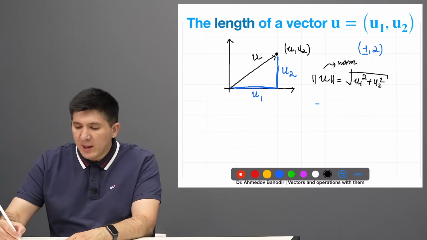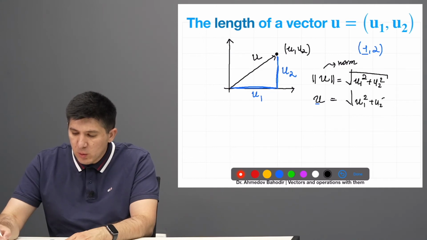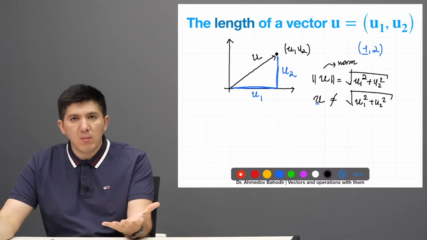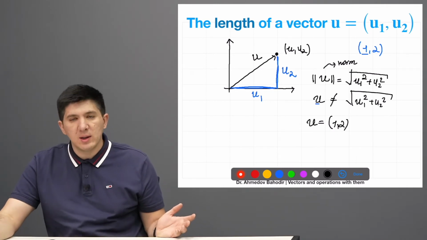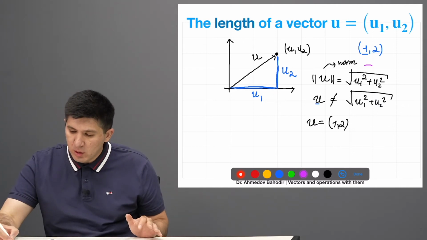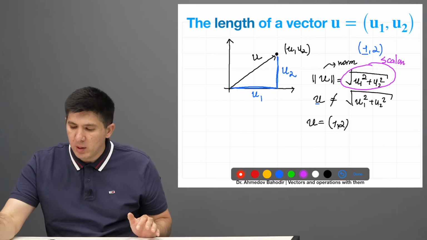Again, I can't really just write u is equal to the square root of u1 squared plus u2 squared, because if you remember, u was a vector. It should come with the two-tuple, right? You can write u is equal to (1, 2), but you can't really write that u is equal to some number, because now we are going to obtain a number, a scalar, by doing this operation.